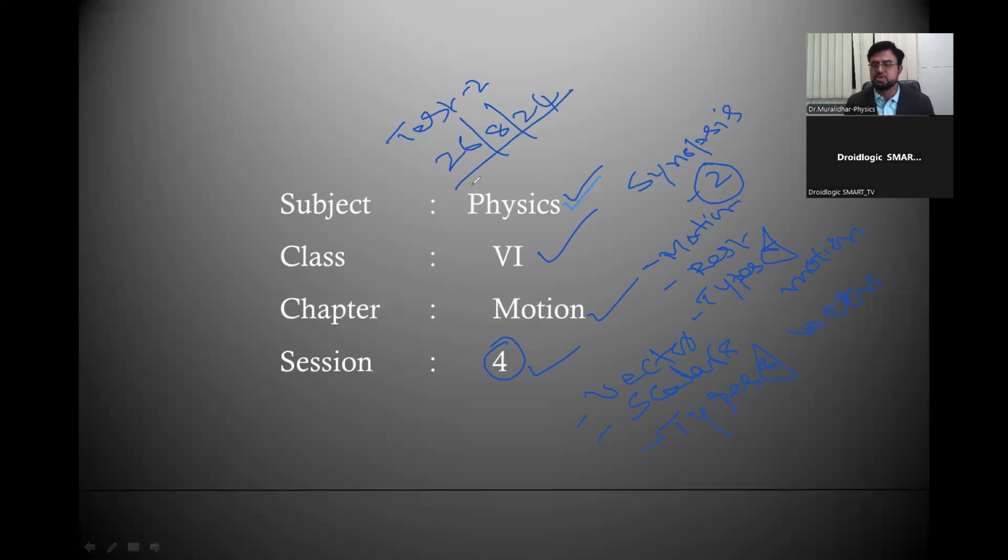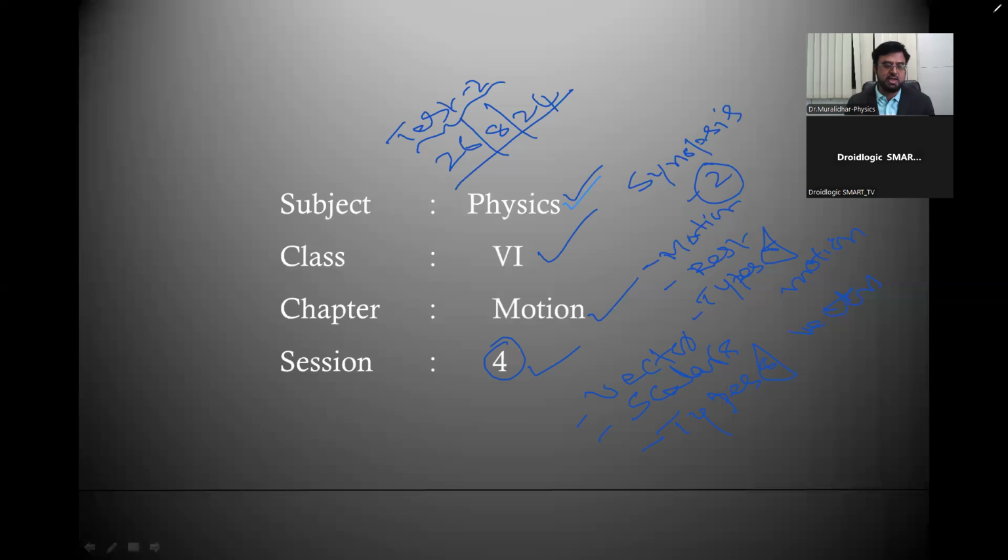Question papers are all dispatched to your branches, right? The second monthly test syllabus is synopsis 1 and 2 of the motion chapter, where we discussed motion, rest, the difference between motion and rest, types of motions, vectors, scalars, the difference between vectors and scalars, and various types of vectors.